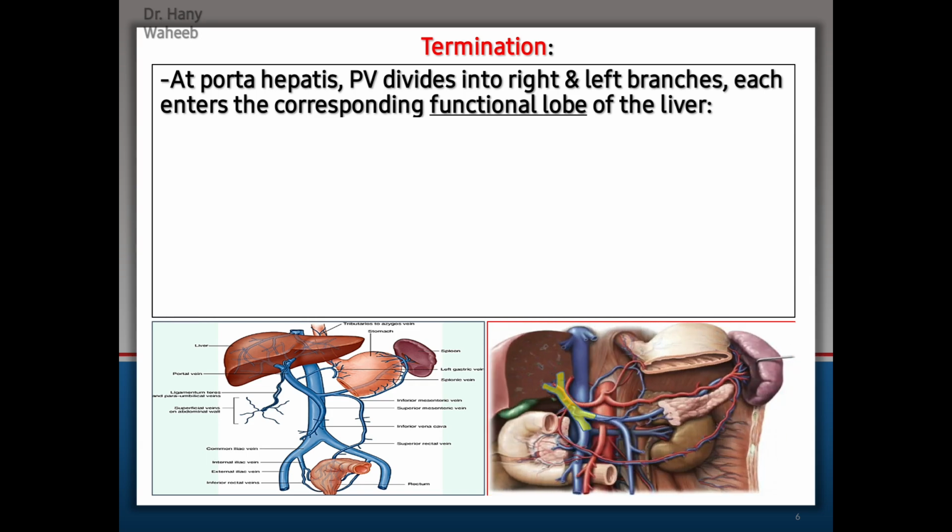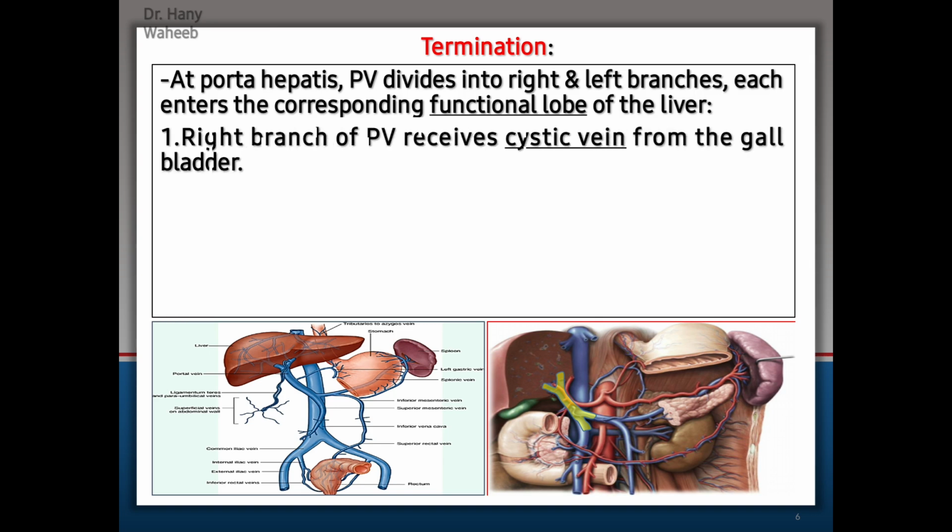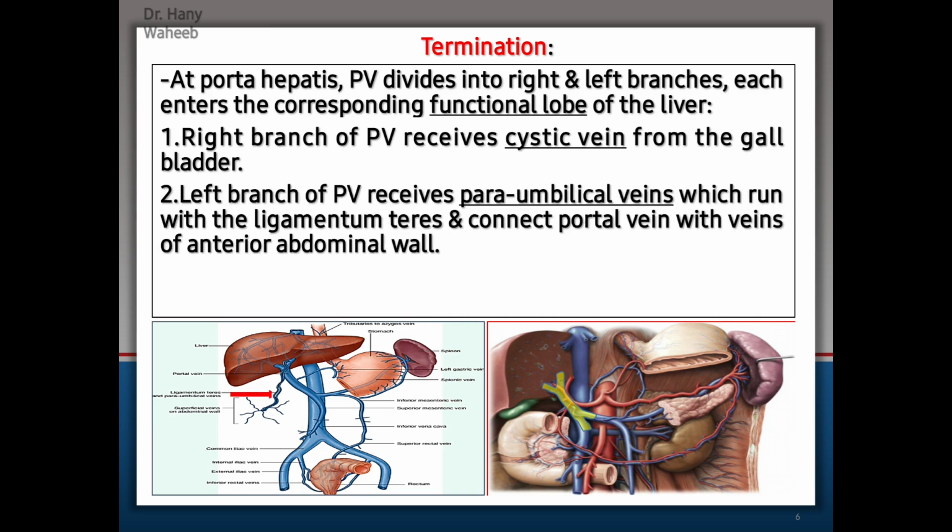Here is the portal vein where it terminates at the porta hepatis. The right branch of the portal vein receives the cystic vein from the gallbladder before it enters into the right functional lobe of the liver, while the left branch of the portal vein receives para-umbilical veins, which run with the ligamentum teres through the falciform ligament of the peritoneum and connect the portal vein with the veins of the anterior abdominal wall, before it enters the left functional lobe of the liver. So the right branch receives the cystic vein, while the left branch receives the para-umbilical veins.